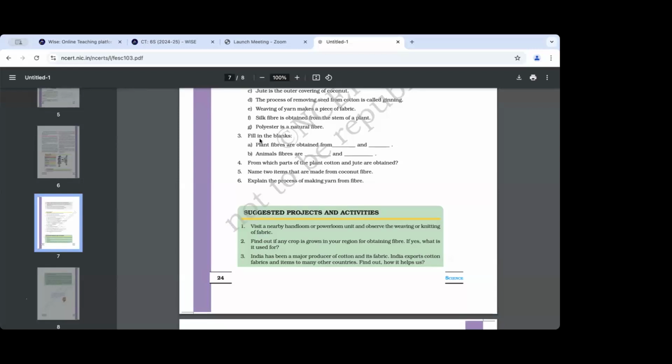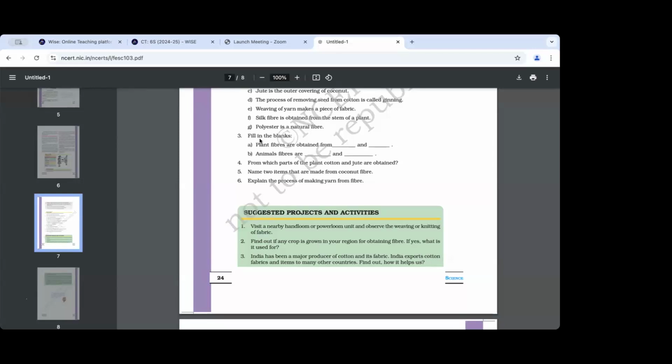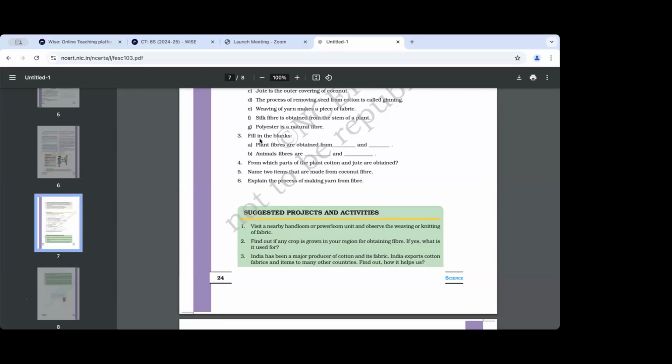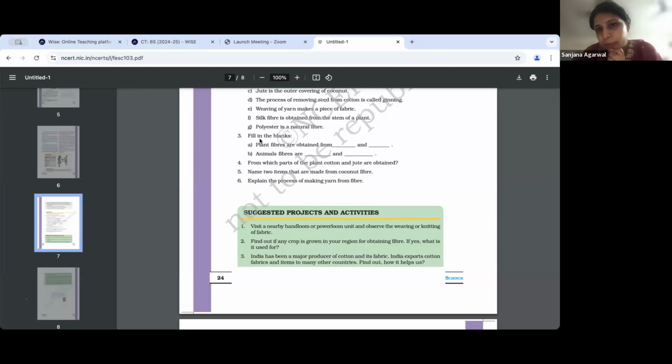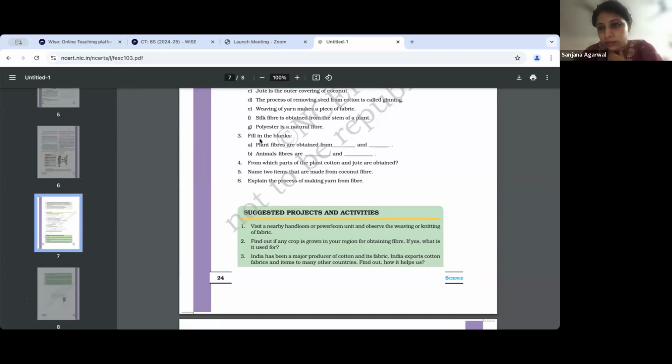5th, name 2 items that are made from coconut fiber. Ma'am, ropes and paper. Not paper. You can say ropes, mats or mats, and gunny bags. Yes.